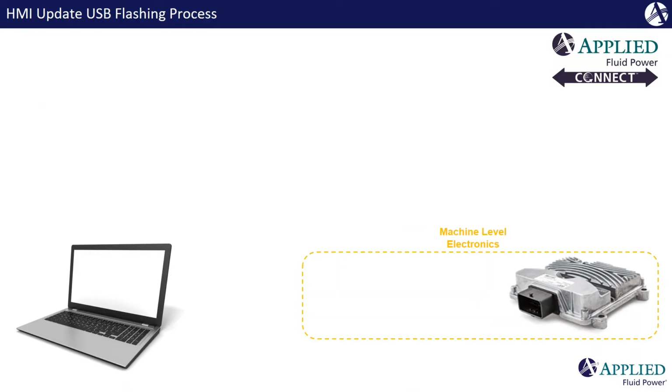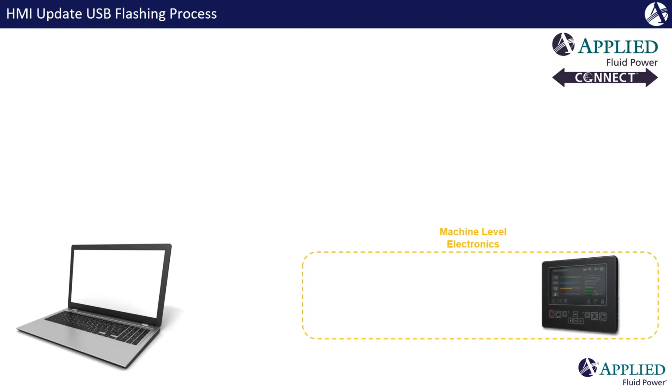So now that I've shown you the process to flash an ECU with the Applied Fluid Power Connect system, let's go ahead and show you the process to update a display through the same system. So let's go ahead and remove this controller and put a display into this diagram. Now it's important to note it does not have to be just a display, but anything that is updated via a USB stick.